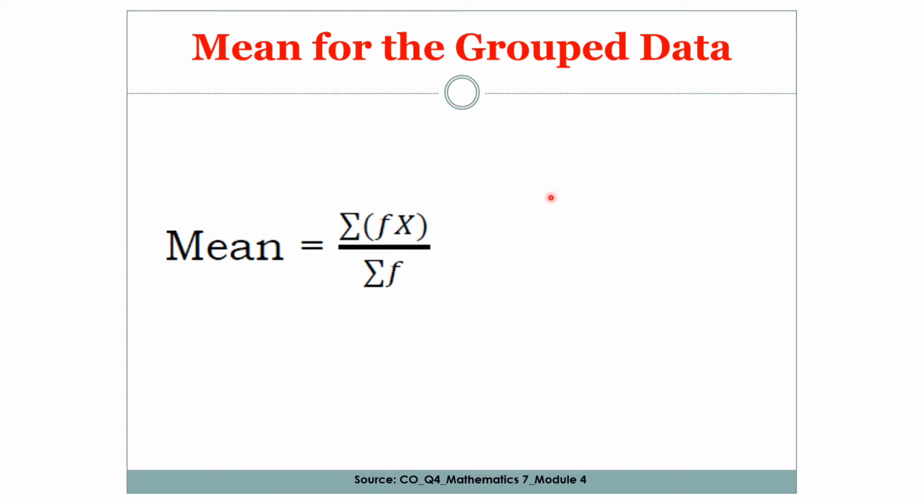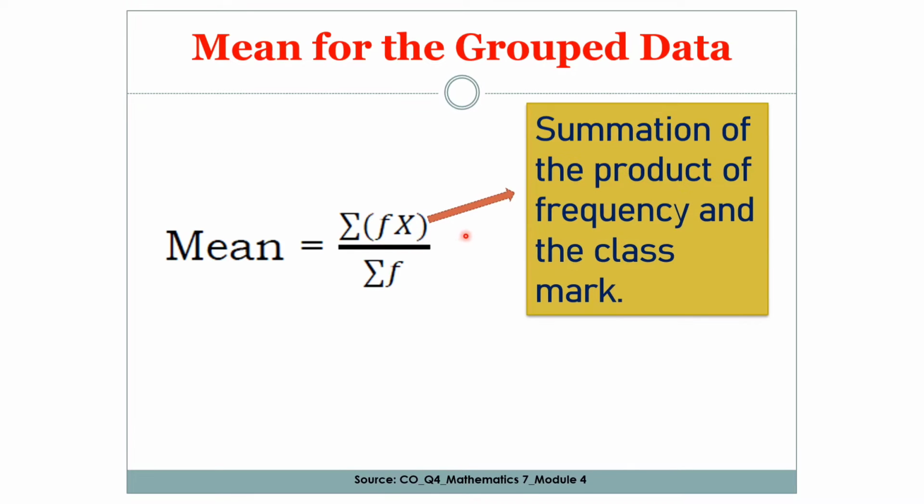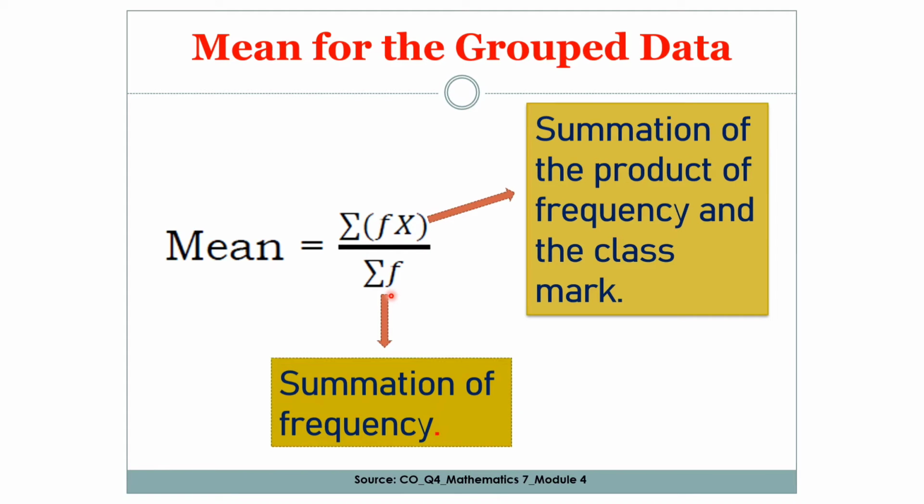When the number of items in a set of data is too big, items are grouped for convenience. To find the mean of the group data using class marks, the following formula can be used. Mean is equal to summation of the product of frequency and the class mark, divided by summation of frequency. That is how you are going to read these symbols. When we say class mark, that is the middle value of a class interval.